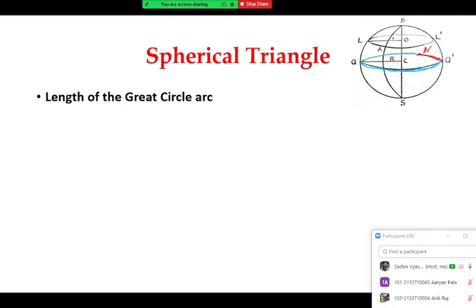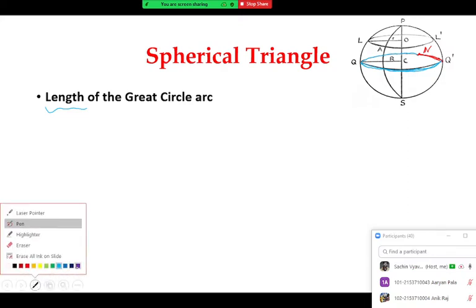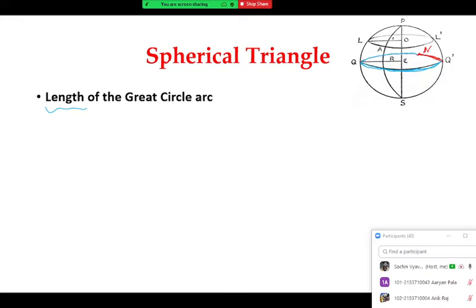Don't confuse with the word length here, because even though the word length is used, all the arcs are measured in terms of theta only, an angle. So what is the length NQ'? Length NQ' is an angle made by that NQ' with the origin. So just join NC and join NQ'. So whatever this theta we have, this theta is nothing but the length of NQ'. Is it clear?